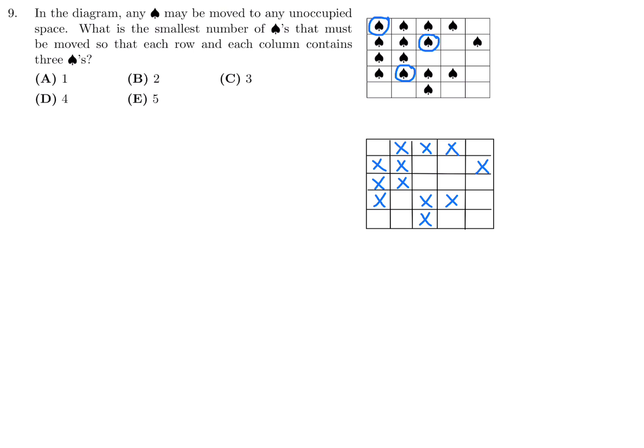Every column has 3, every row has 3. Okay, well, I can put the first one that I took out here, and here, and here, those 3. I'll place them one here, and one here. If I do that, every row and every column will have 3 spades, and they indeed do. So how many did I move? I moved only 3. So that is the smallest number that can be moved to achieve our goal. So number 9, the answer is C.